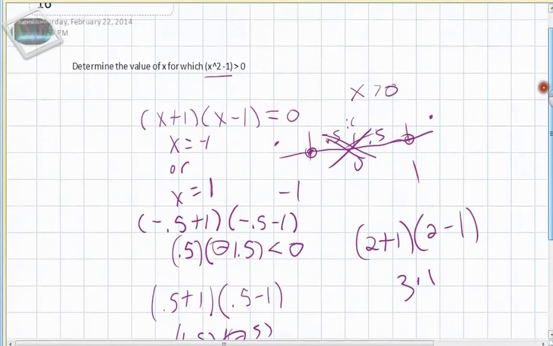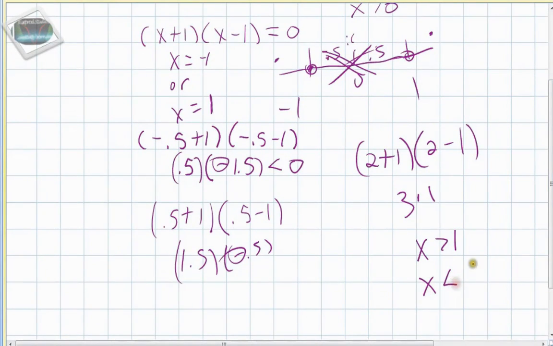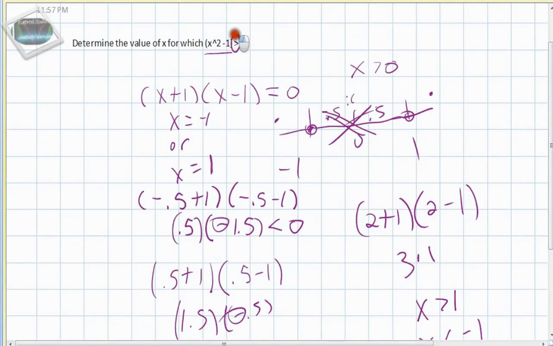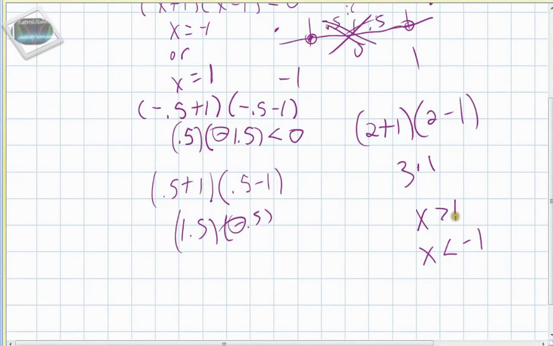So what you end up finding is that x has to be greater than 1, and x has to be less than negative 1. And you'll find that if you plug in 1 or negative 1, you're just going to get 0. Okay, so it's not including those values, and we're not going to need the sign that says equal to. Okay, so it's just x greater than 1 and x less than negative 1.